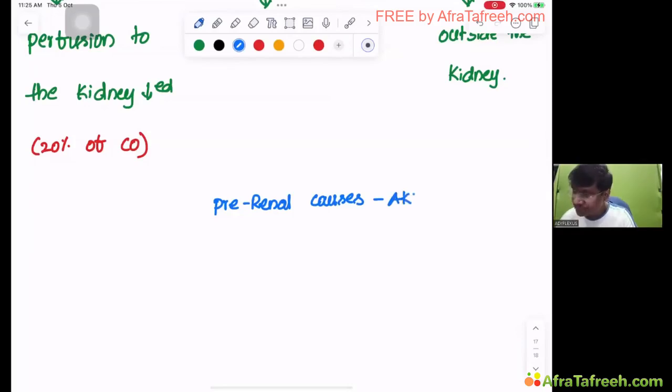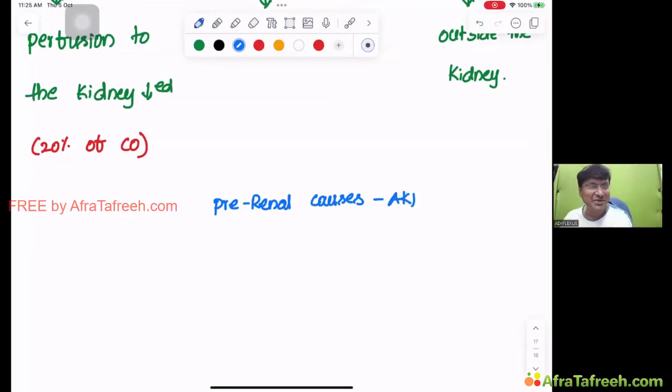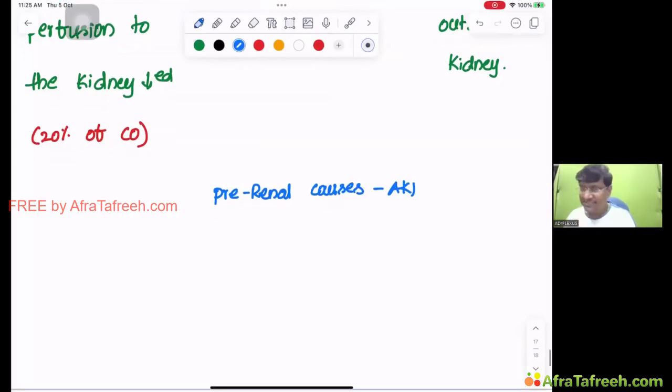For acute kidney injury? No, Jacob, renal artery stenosis will cause chronic renal failure, but it will not cause acute renal failure. It is not. Yeah, very good. Yes. So that is your dehydration, shock, volume depletion, diarrhea, right? Any other?